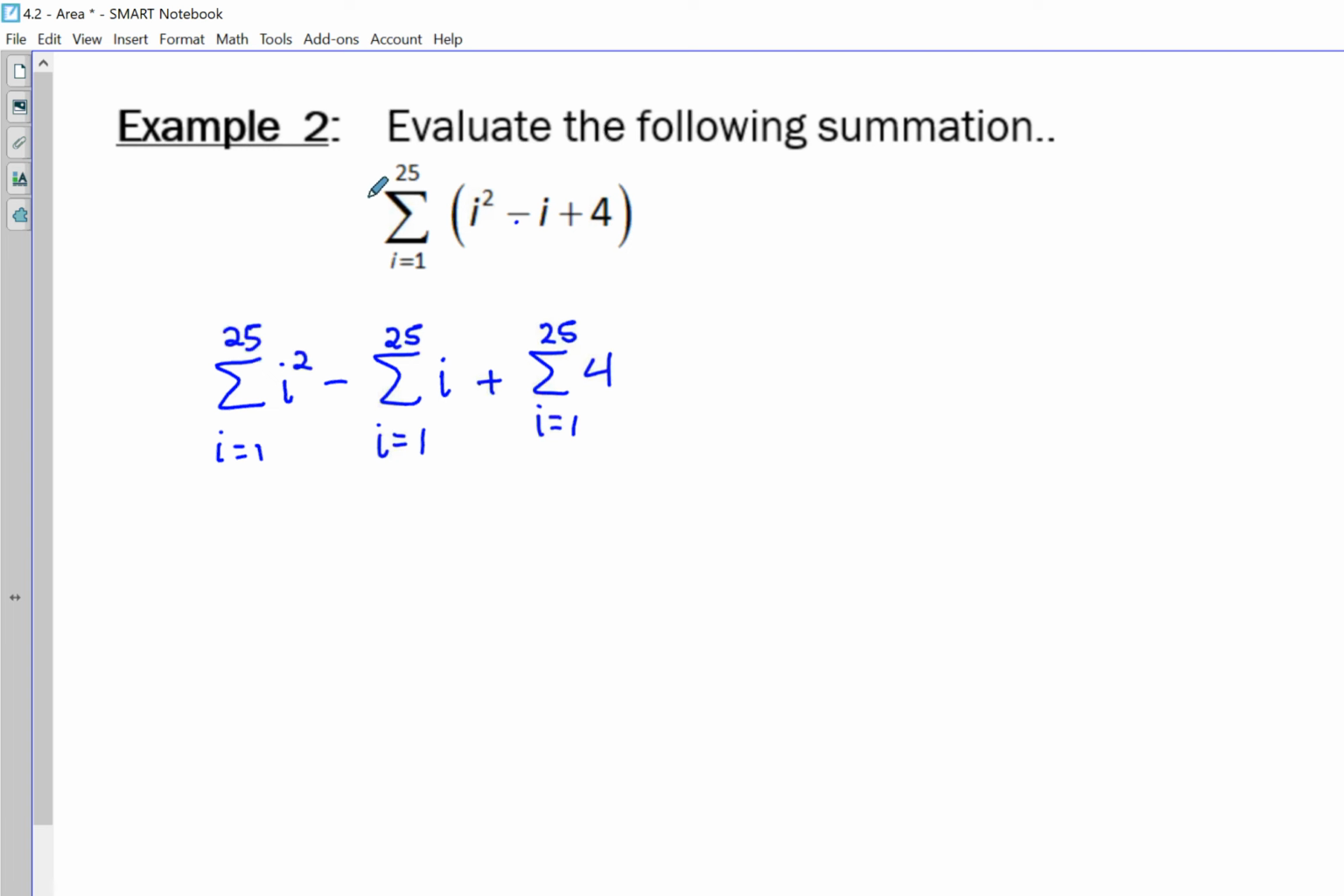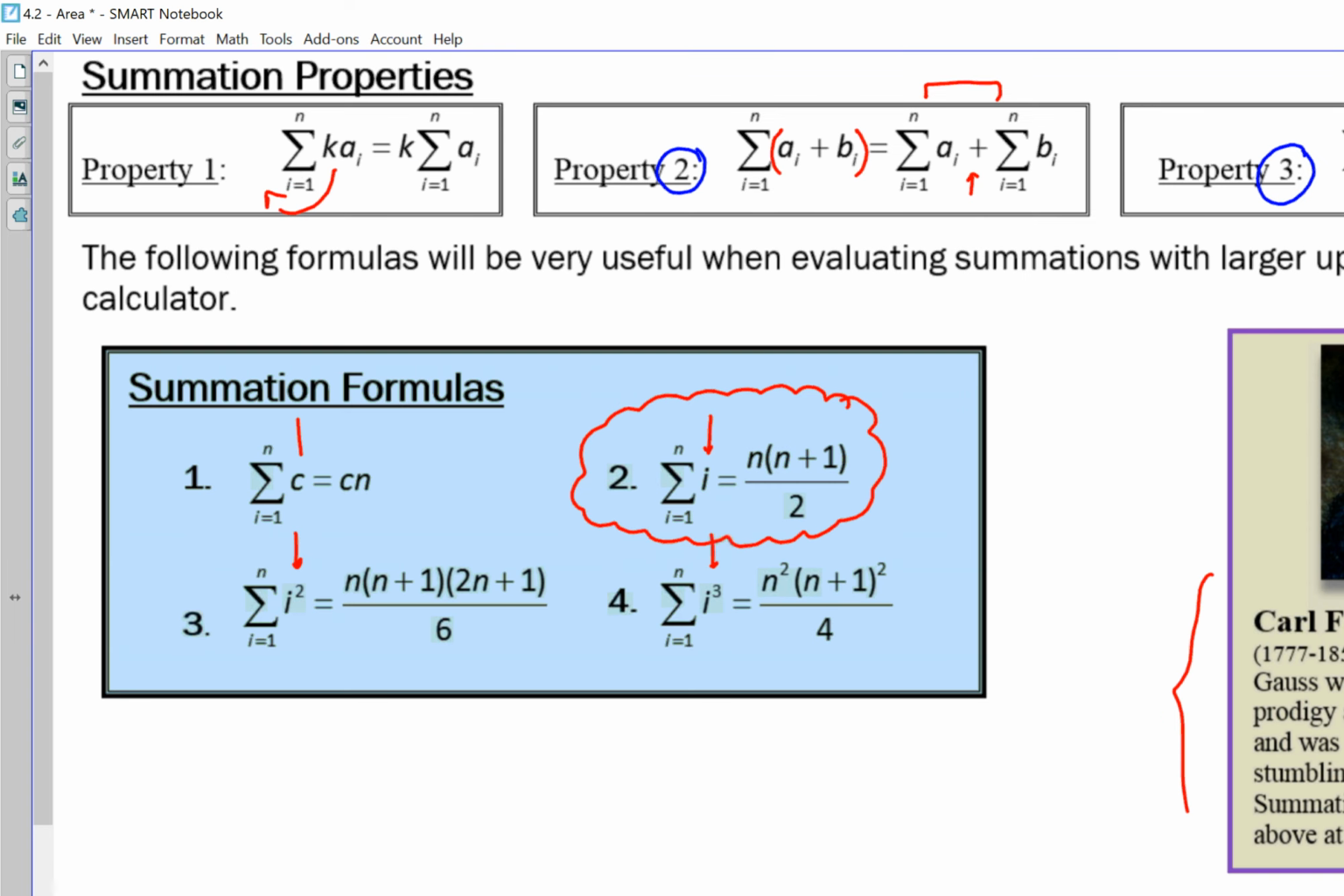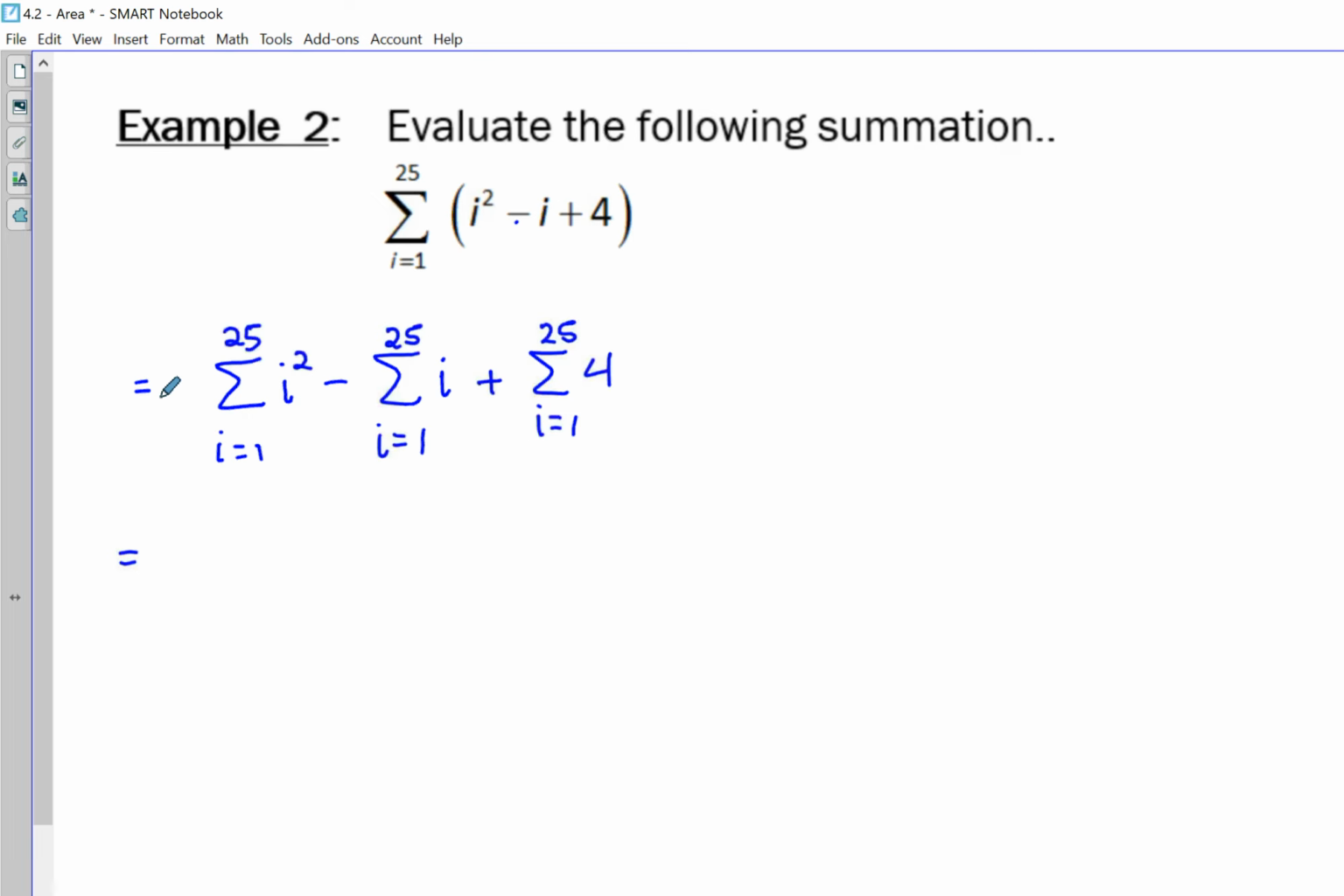At this point, we notice that each of our summands, which is what you call the values within the summation expression, fits very nicely with the formulas that we have written here in the blue box. Namely, we're going to use formula 3 to start things off. The summation of i squared as i goes from 1 to n is n times n plus 1 times 2n plus 1, all over 6.